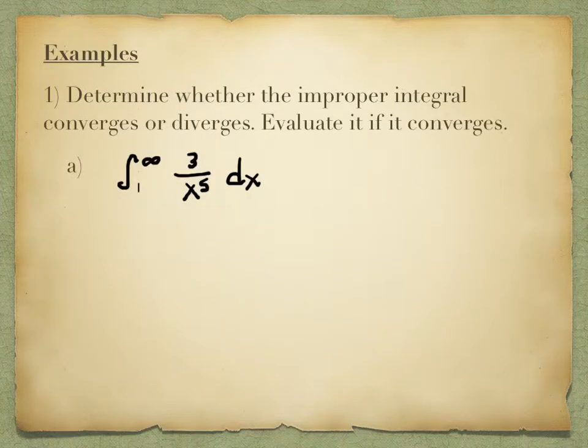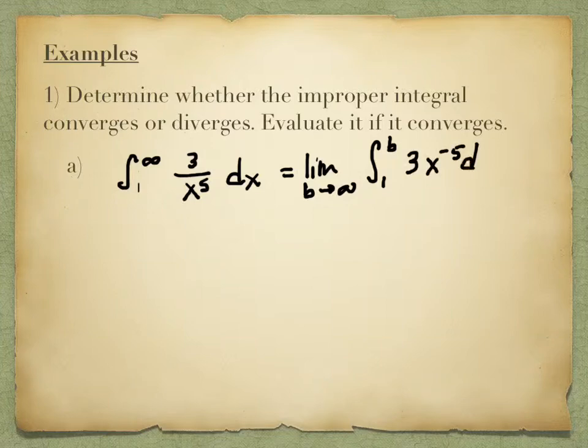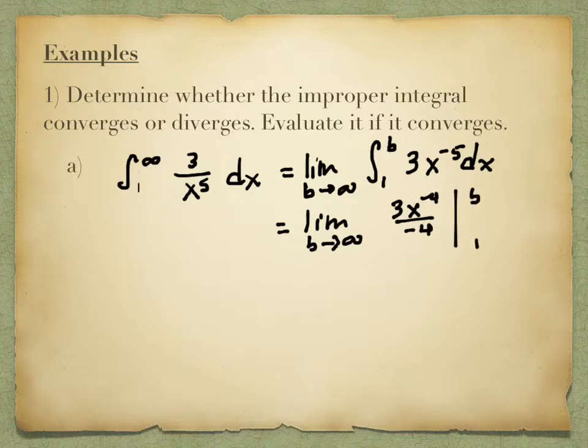We've got an integral from 1 to infinity of 3 over x to the fifth. The first thing we're going to do is rewrite this with limits. So we're going to call this the limit as b goes to infinity, because then I'll be able to write down the numbers from 1 to b, and I can also rewrite the 3 over x to the fifth as 3x to the negative fifth. And then I have methods we've done before for integrating a definite integral. So this would be 3x to the negative fourth over negative 4, evaluated at b and 1.